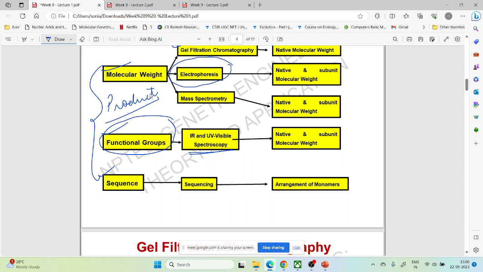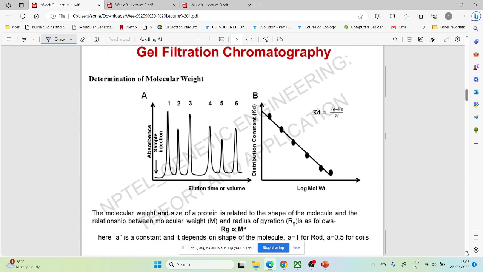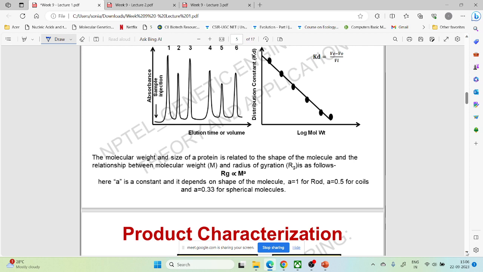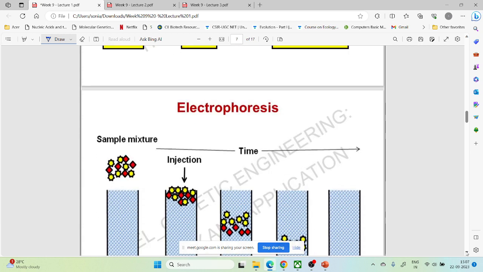Yeah. So these three pieces of information will tell us about the product. For gel filtration chromatography, we have already studied how to determine the molecular weight, that the radius of gyration is proportional to the molecular weight. And next, what we will be dealing with mainly in this class is electrophoresis.